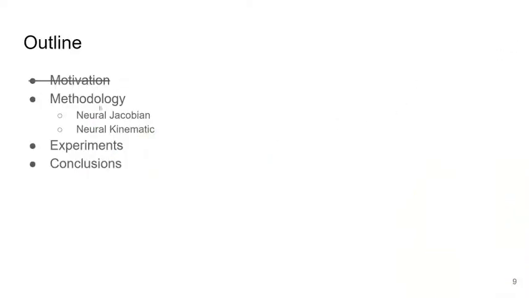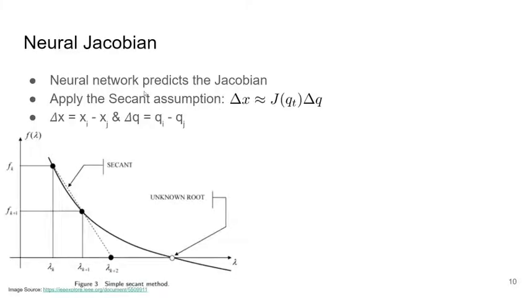And now I'm going to talk about our methodologies, which include the neural Jacobian method and the neural kinematic method. The neural Jacobian method directly predicts the Jacobian and is trained by applying the secant assumption, which says that for finite differences between end effector locations, this is approximately equal to our Jacobian term, which we're going to learn, times the finite differences of the corresponding joint angles for those end effector locations.